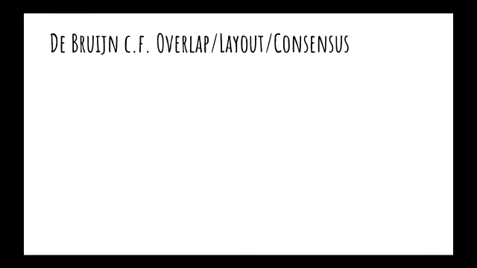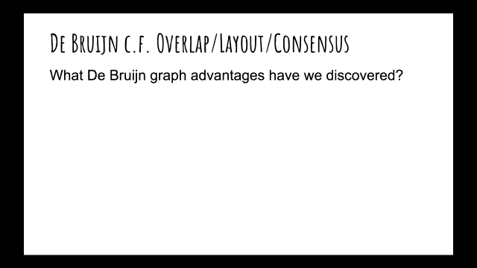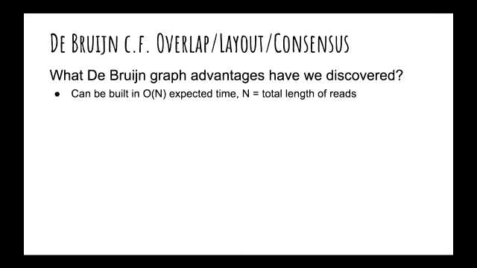Right, de Bruijn compared with overlap layout consensus. I've probably already said most of this, but what advantages have we found of de Bruijn graphs? It can be built in O(N) expected time, where N is the total number of reads, because remember, to take each read and put it into k-mers, we only have to do that once, and then we only add the k-mers to the graph once, etc. So it can be very fast.